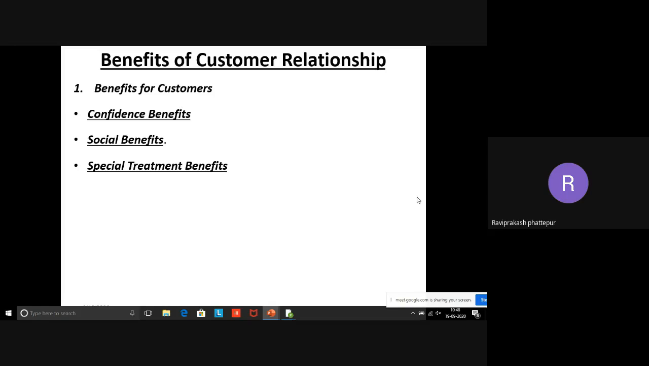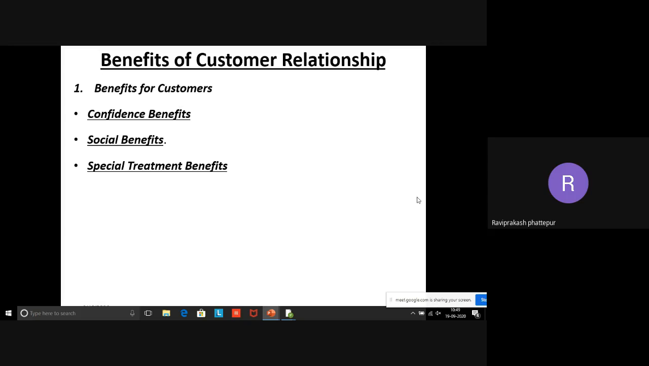So now the customer has confidence in the company that they will provide an adequate and quality service as desired, or the customer thinks that the company is doing justice to whatever amount is being taken for providing that particular service, and is not bluffing or cheating that customer. A sense of confidence is generated by the customer towards the company. So the first one is confidence benefits.